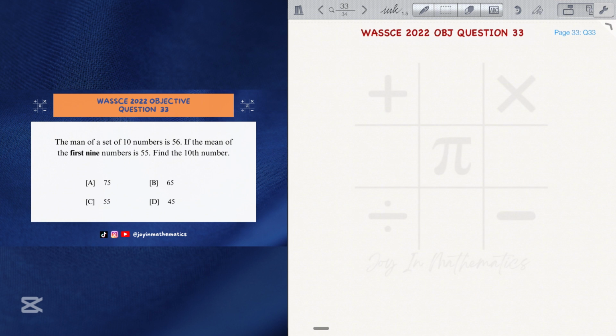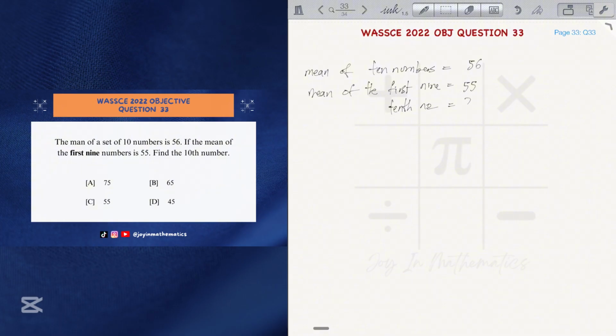Now question 33 says the mean of a set of 10 numbers is 56. If the mean of the first 9 numbers is 55, we should find the 10th number. So now we have the mean of a set of 10 numbers to be equals to 56, and we are given that the mean of the first 9 is equals to 55. What is the 10th number?